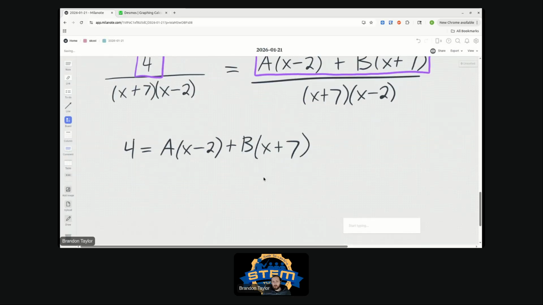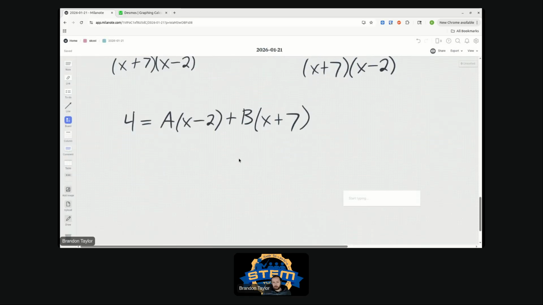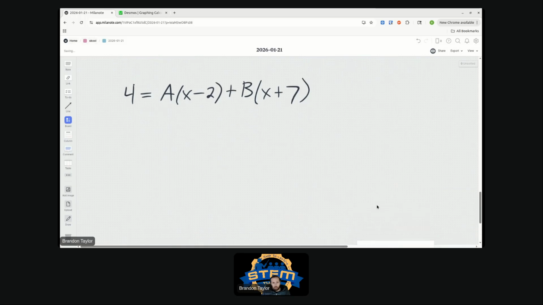And then we need to find the a and b values that make these the same for all possible values of x, and that's the key. It can't just work for one fluke of values. It has to work for all possible values. So what values of a and b would make that happen?